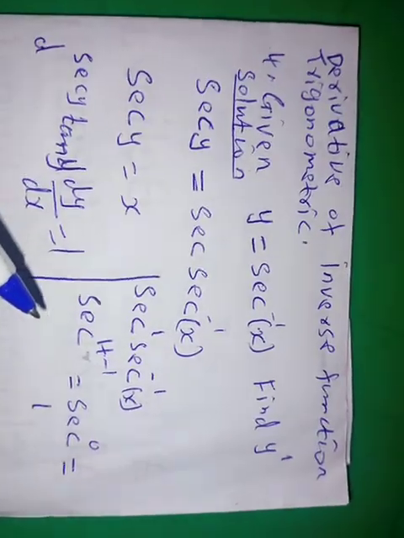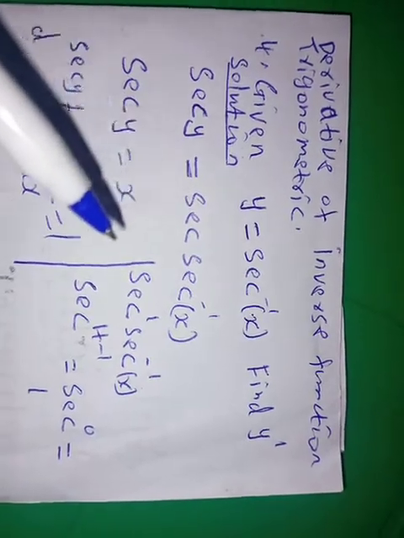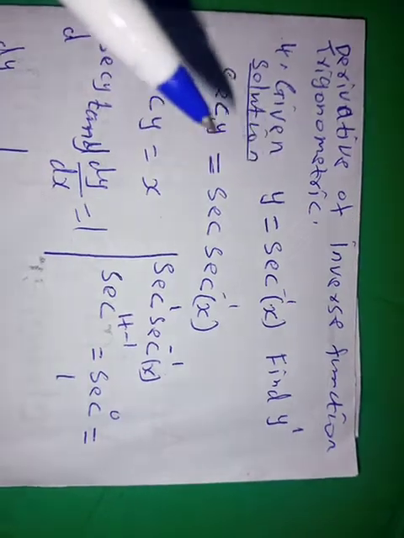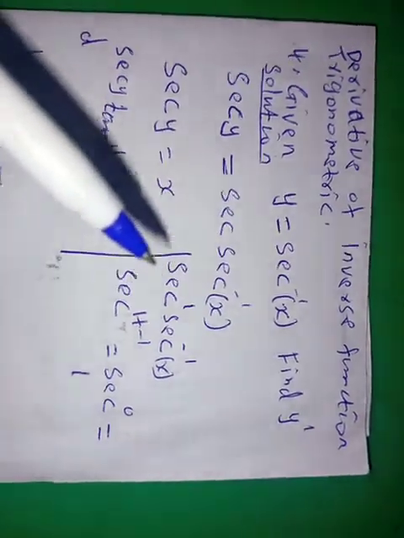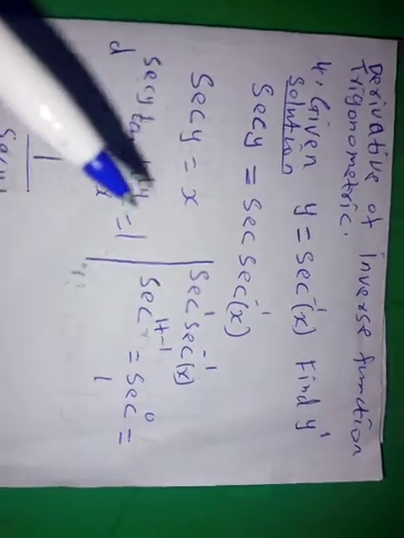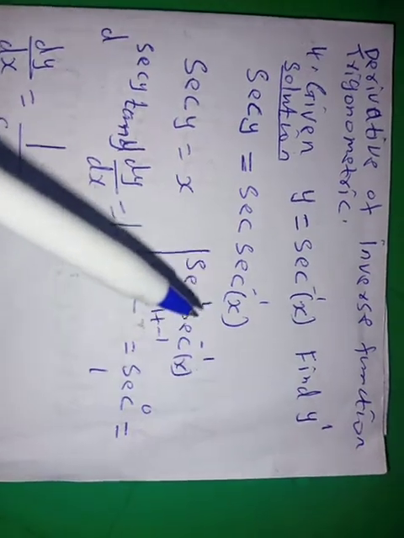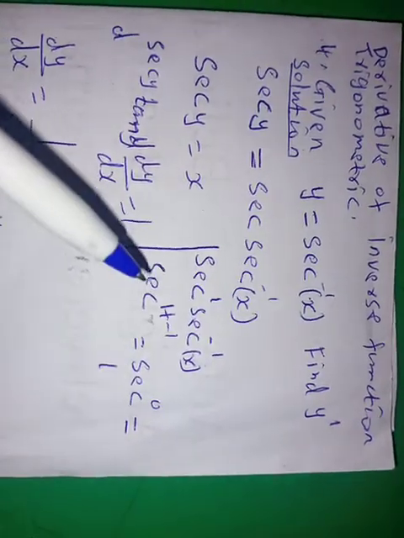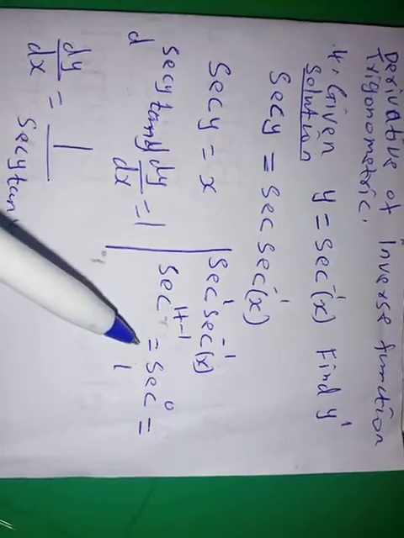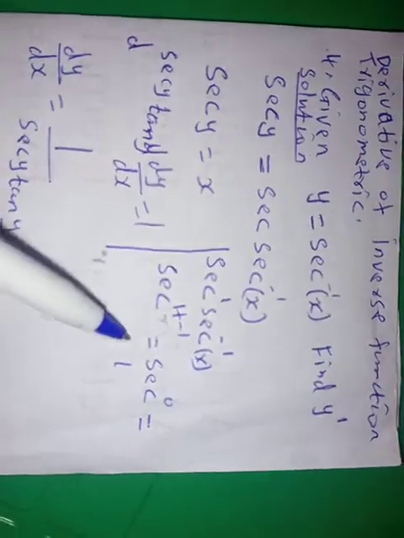The first thing we are going to do is to take the sec of both sides of this equation, starting with the left hand side. So sec of y will be sec y. On the other side, you have sec times sec inverse of x. Then using the laws of indices, power 1 times power negative 1, we add the indices, so you have 1 plus negative 1, which is equal to power 0. Any number to the power 0 is equal to 1.